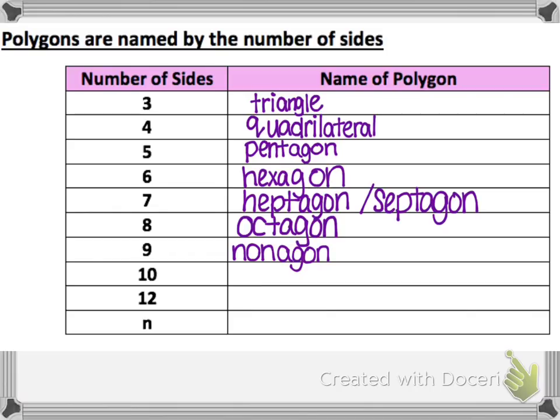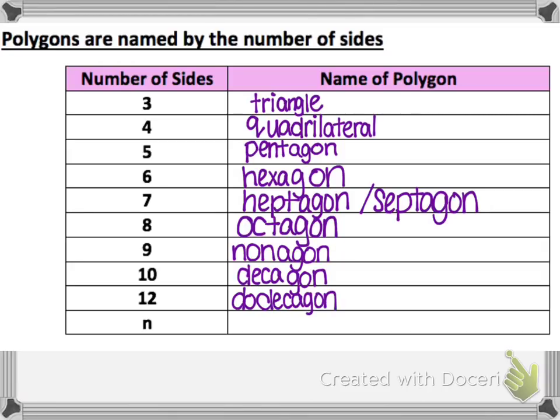Alright, 10 sides. Deca, like decade. Deca means 10, so a decagon is 10 sides. Now, we skip over 11 because for some reason we just never run into 11-sided polygons. It's called a hendecagon, in case you really cared, but I had to look it up. It's not that important. 12 sides, that is called a dodecagon. Do means 2, deca means 10, so 12 is a dodecagon.